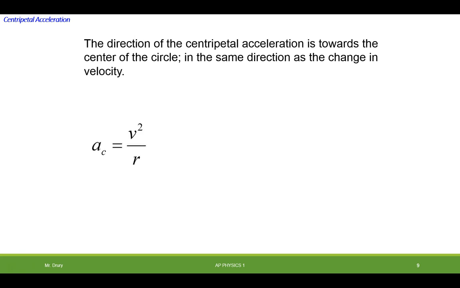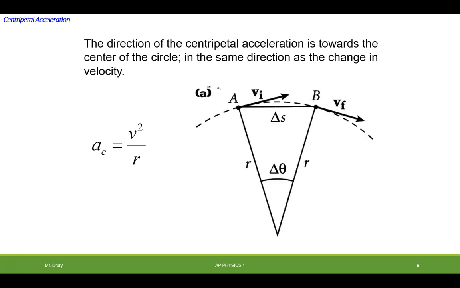All right, this next slide here explains a little bit about what direction this acceleration is acting in. Okay, so we know that centripetal acceleration is equal to v squared over r. And this is a different diagram. Here you have an initial velocity at point A, a final velocity at point B, and what I'm trying to do is find out what the change in velocity is.